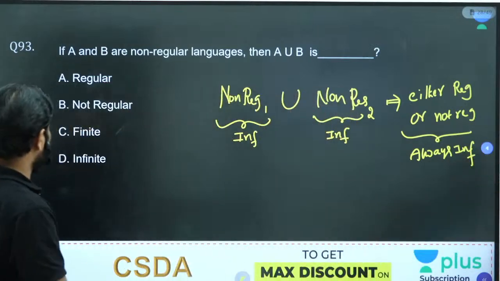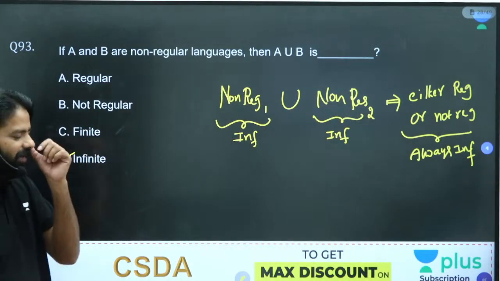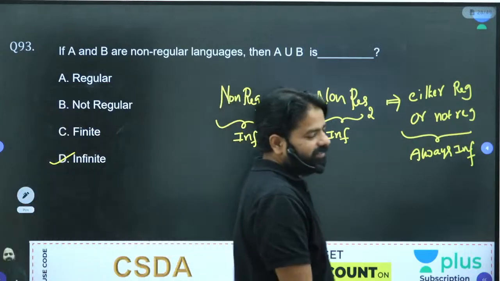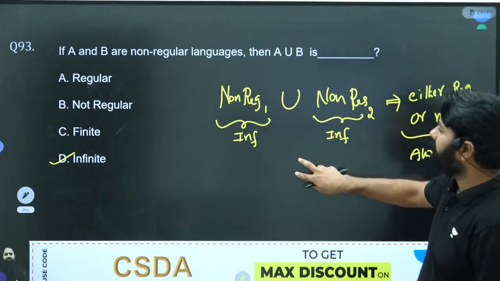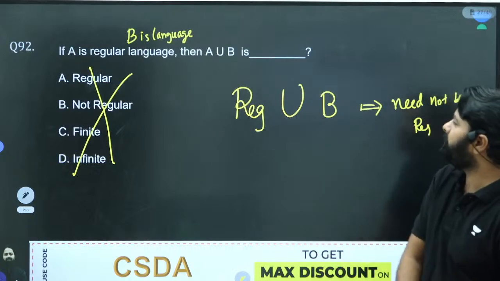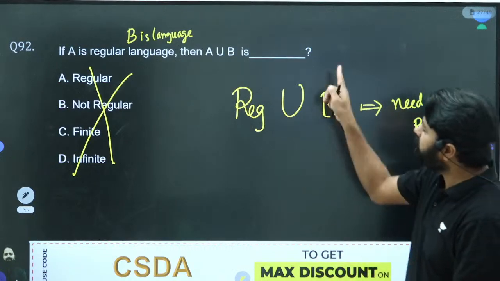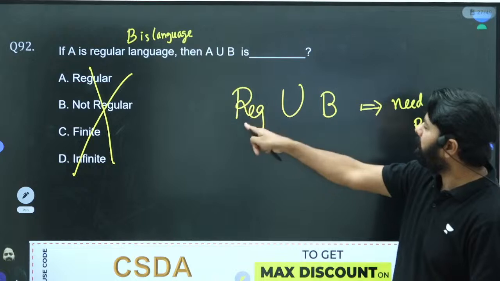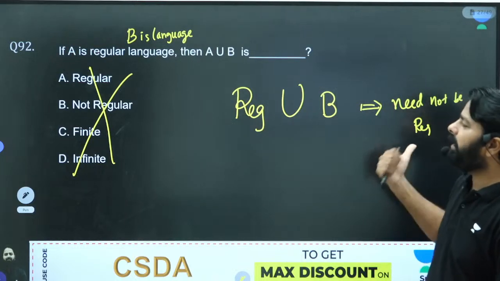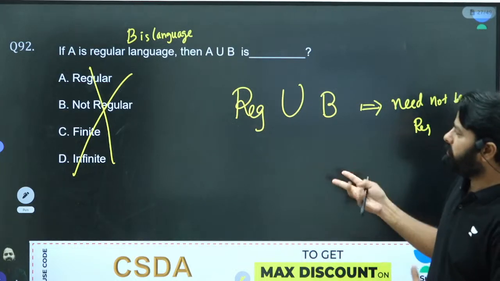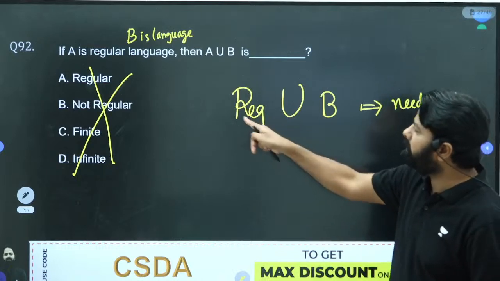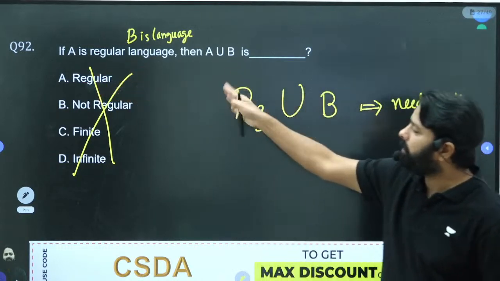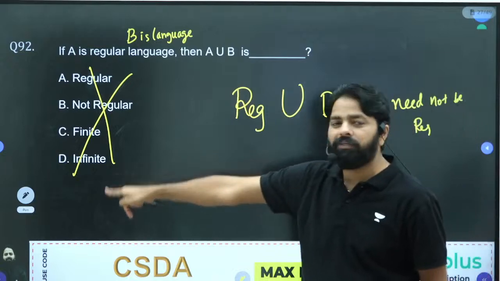So this matches now. The previous one was different. This one is different. The previous one, can we go back? Did we miss that concept about regular? If A could have been given as non-regular, union B, we can guarantee infinite. Okay, understand the point? If A is non-regular, then you can get the logic always infinite.